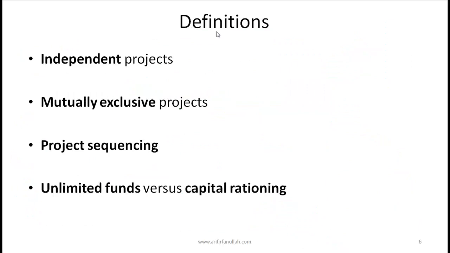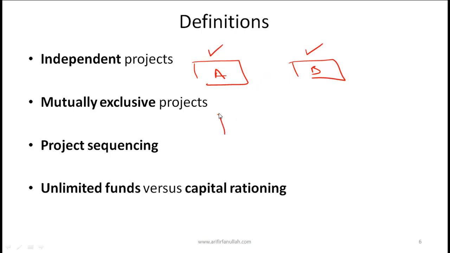Some important definitions. Independent projects means that two projects A and B do not depend on each other. So that simply means that doing project A says nothing about whether or not you should do project B. And the basic idea here is that if it makes sense to do project A and it makes sense to do project B based on the sort of analysis that we will see shortly, then just do both.